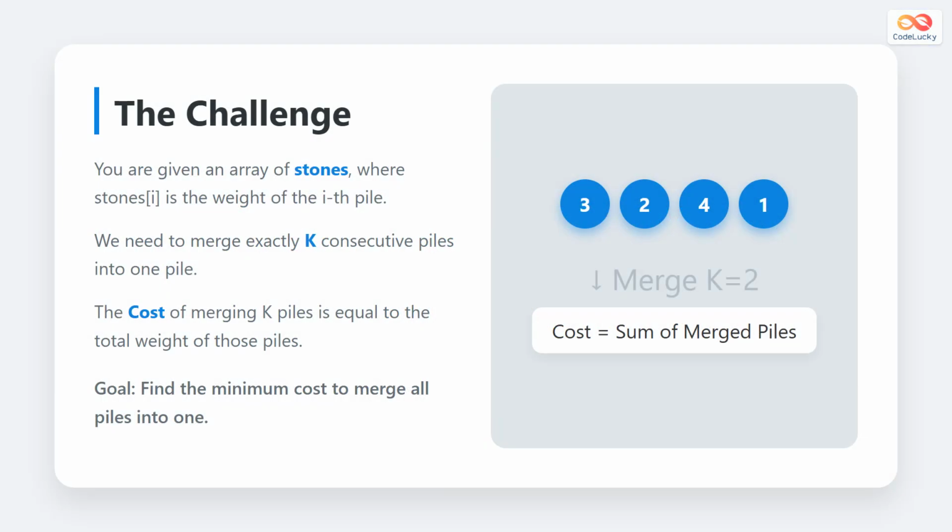Here is the problem. You are given an array of stones, where each number represents the weight of a pile. You are also given an integer k. You must merge exactly k consecutive piles into one. The cost of a merge is the sum of the weights of those piles. The goal is to find the lowest possible cost to merge everything into a single pile.